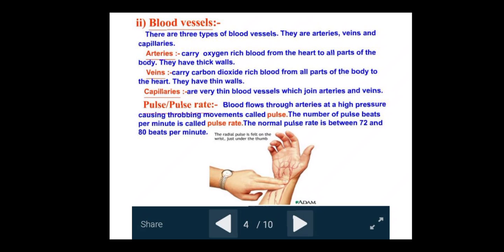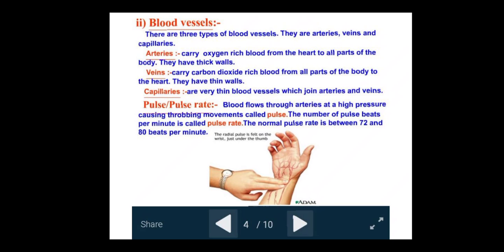And what is a vein? Vein carries carbon dioxide rich blood from all parts of the body to the heart, and they have thin walls. So our veins have thin walls, our arteries have thick walls, and arteries have oxygen rich blood and veins have carbon dioxide rich blood. What are capillaries? They are thin blood vessels which join both the arteries and the veins.